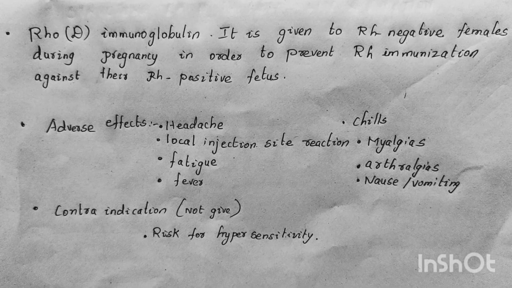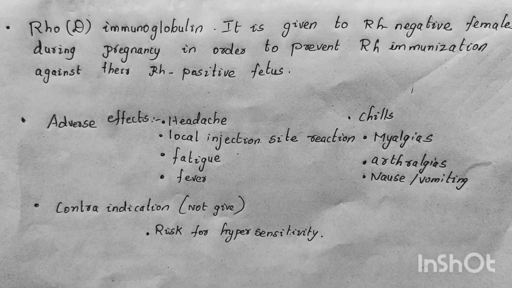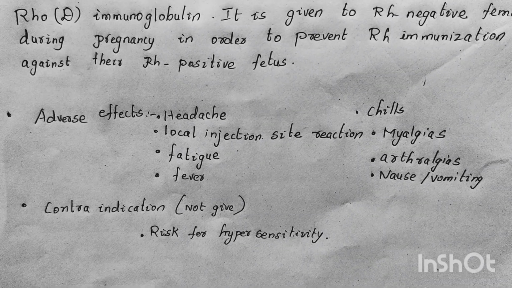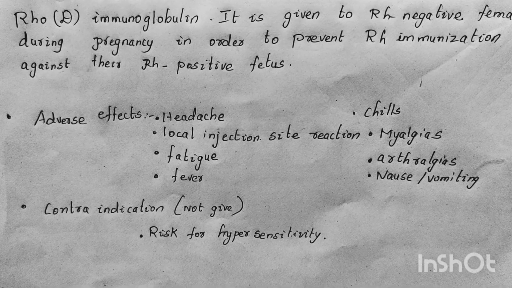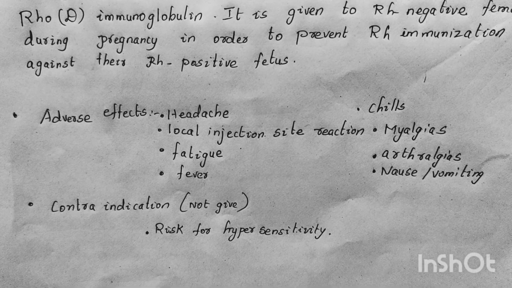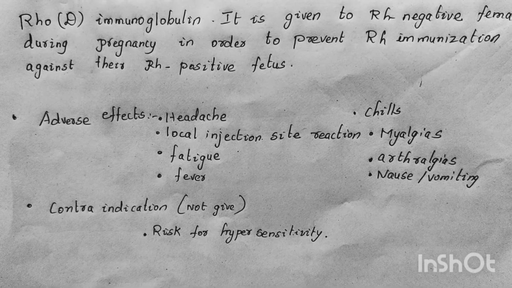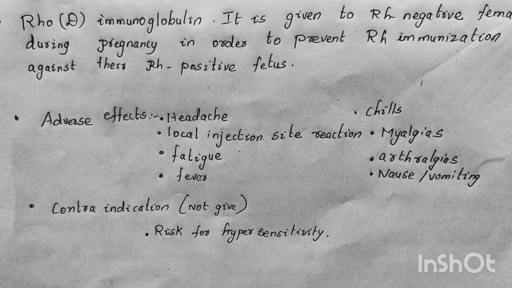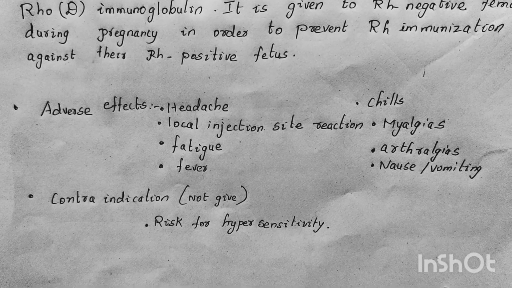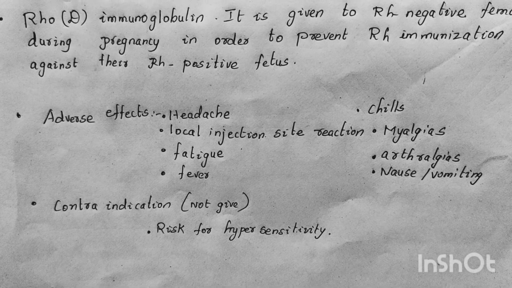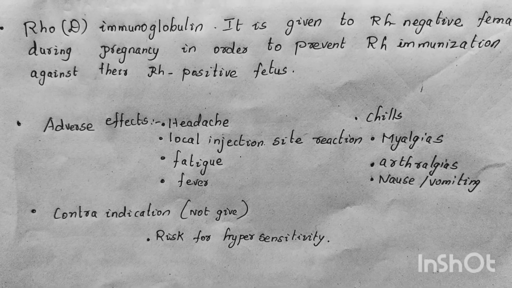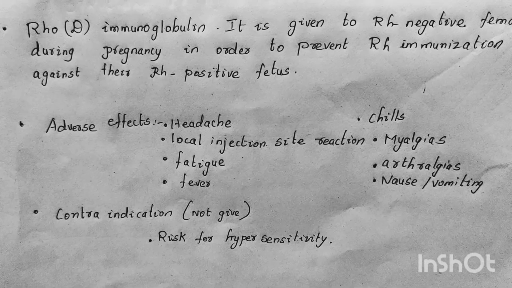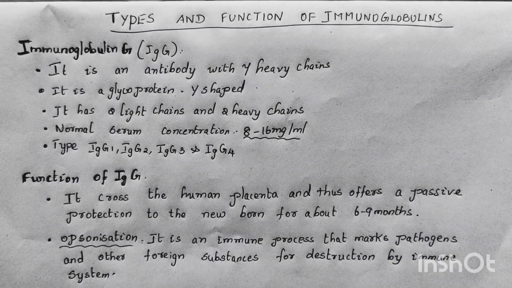If you see, there are some side effects, that is, adverse effects. What are they? They are headache, local injection site reaction, fatigue, fever, chills, myalgia, that is muscle pain, arthralgia, nausea and vomiting. And contraindications, to whom you should not give: suppose they have a high risk of hypersensitivity, then you should not give this immunoglobulin therapy.